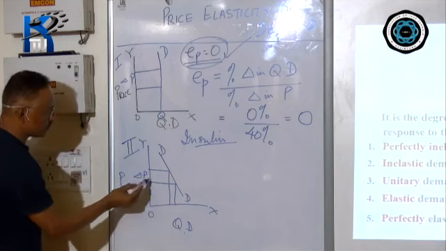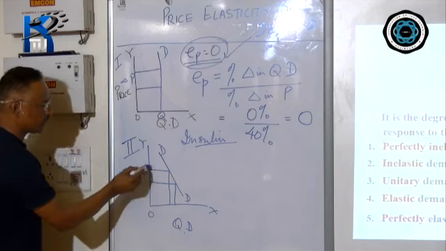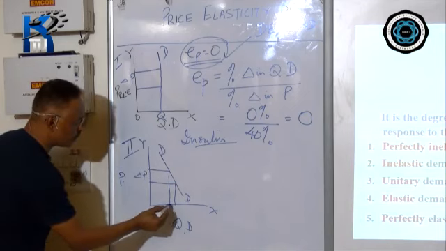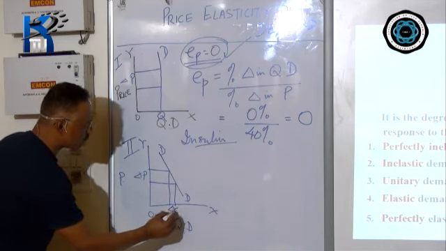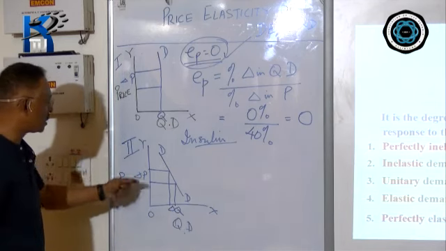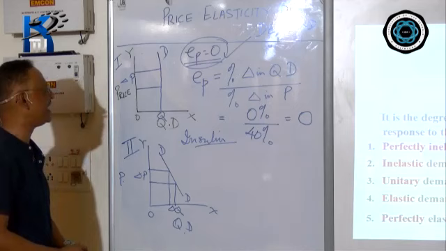Change in the price, so much. It could increase, it could decrease. This is the change in the price. And what happens to the quantity demanded? There is a very small change in the quantity demanded. Price changed a lot, but the quantity demanded changed very less.